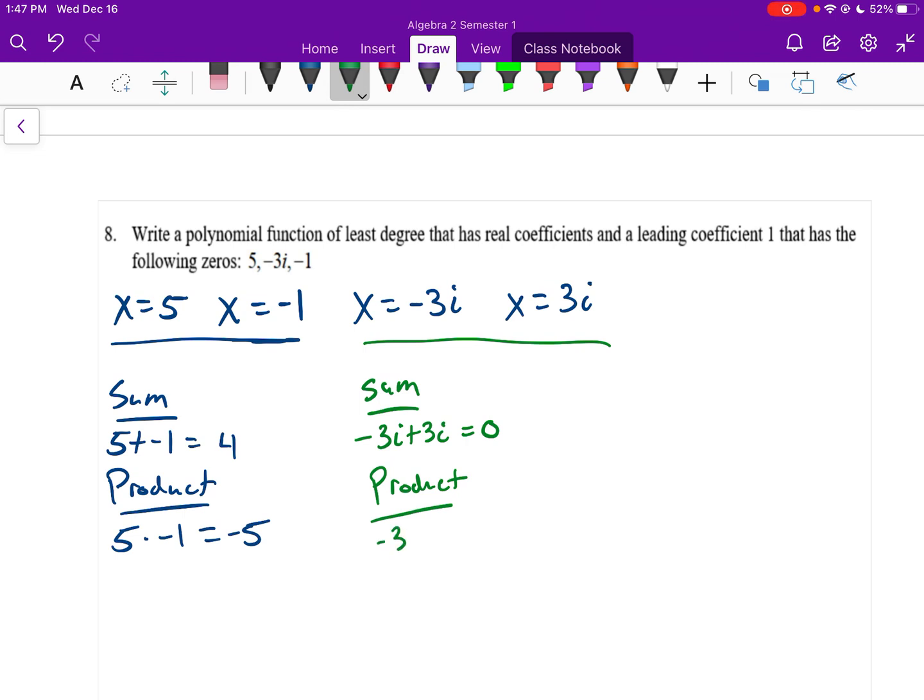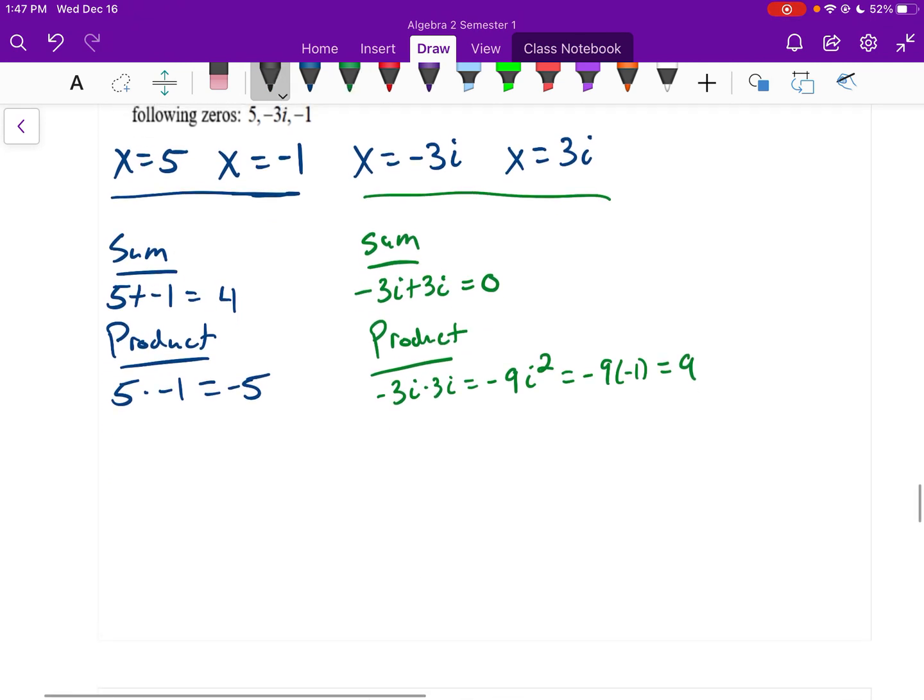Product, negative 3i times 3i will give me negative 9i squared. Negative 3 times 3 is negative 9. i times i is i squared. But then you need to remember, i squared is equal to negative 1. So that's saying negative 9 times negative 1, or 9.